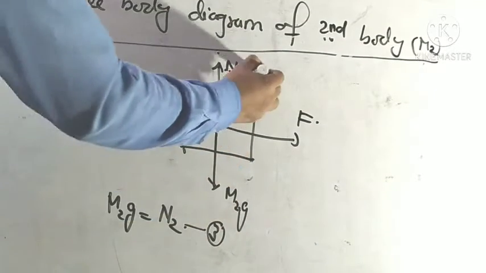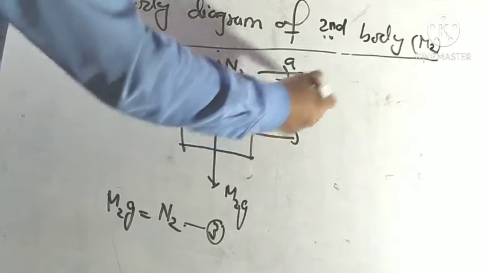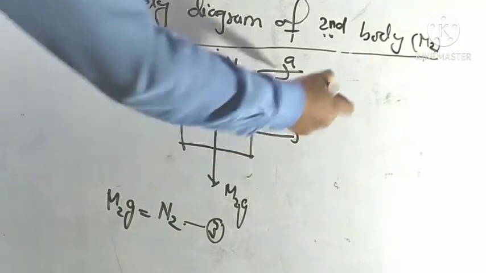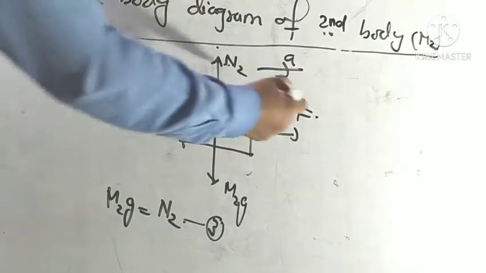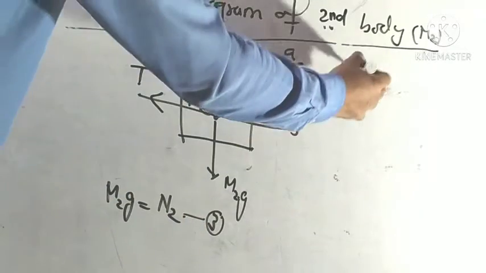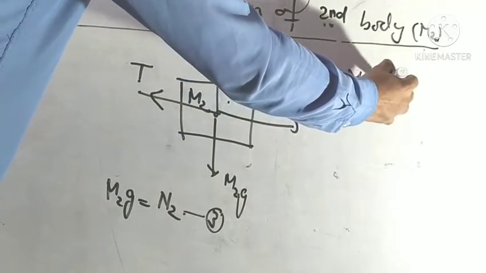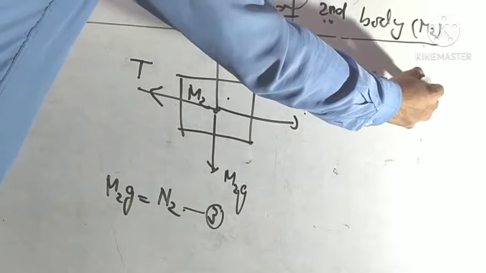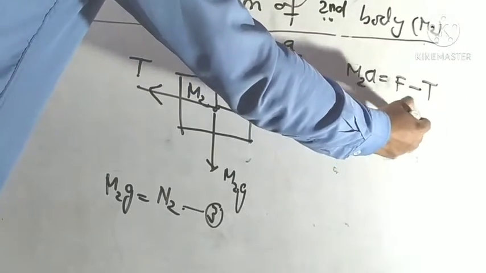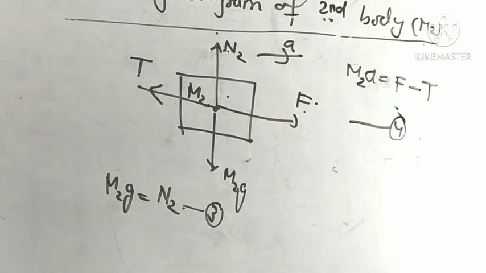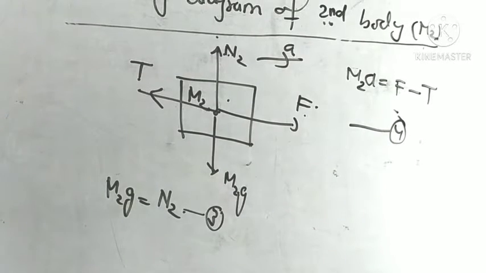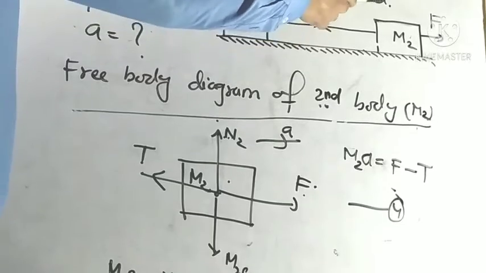This body will move right hand side with acceleration a, in the direction of the applied force. So the net force working on this body will be m2a equal to F minus T. We give it equation number 4. So there are 4 equations, and with the help of these equations we will find tension T in the string and the acceleration.